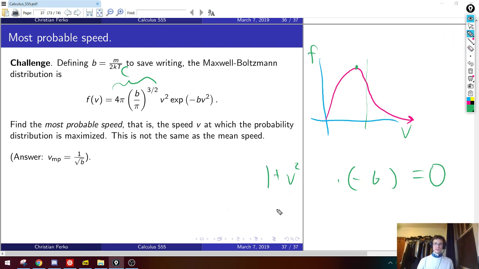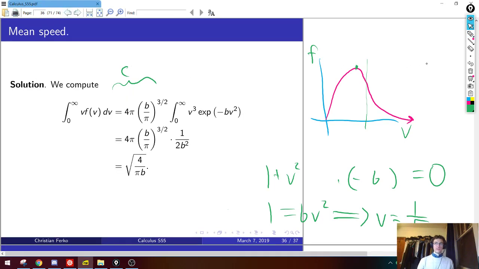But that does work. So now this is 1 equals bv squared, or v equals the square root of 1 over b. Okay, I mean 1 over root b. There we go. So this is very interesting. Let's compare this to the number that we got before, because before, this is also proportional to 1 over root b. But let me separate out the number so we can see roughly what it is.